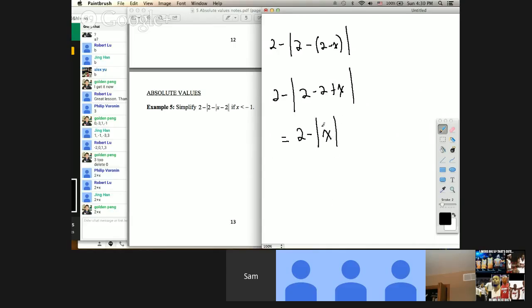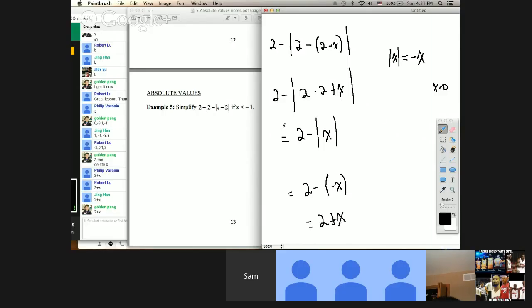And now we work with the absolute value of x. It says if x is less than negative 1. So ignore everything else, and all we're looking at is the absolute value of x at the moment. If x is less than negative 1, x is going to be less than 0. Then we can write this as negative x from one of our theorems justified above. And then we can plug that in for the absolute value of x. So we get 2 minus negative x, which is equal to 2 plus x.